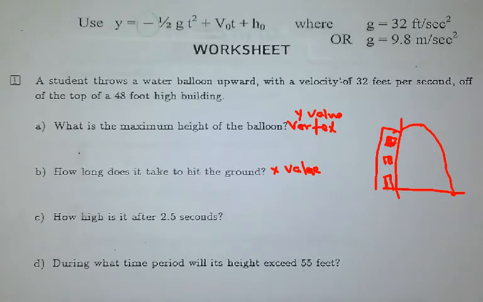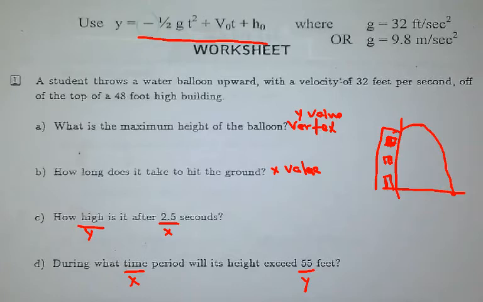And then how high is it after 2.5 seconds? We plug 2.5 into our equation. This is the x value, and this is the y value, right? This is x. So when x goes into your equation, what's the y value? And then during what time period will its height exceed 55 feet? This is the y value, and we're looking for the x value. In fact, two x values, because we're at 48. It goes up past 55 to get to the top, and then it comes back down, right?